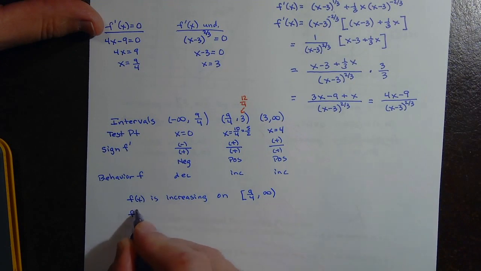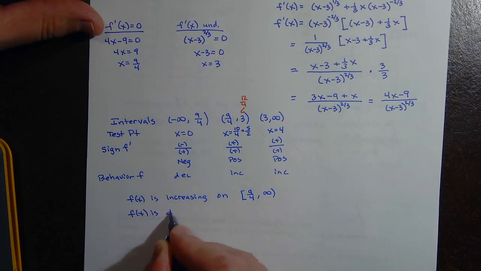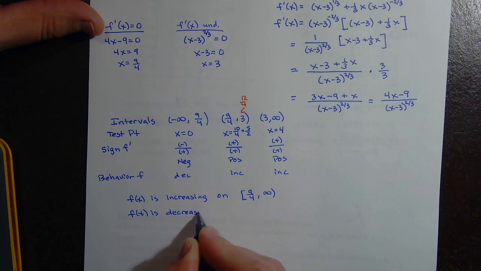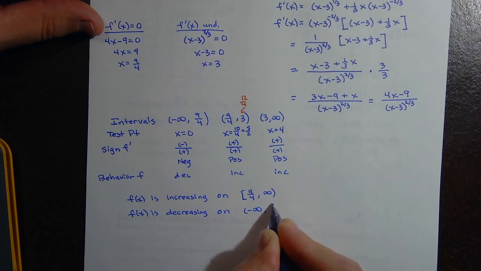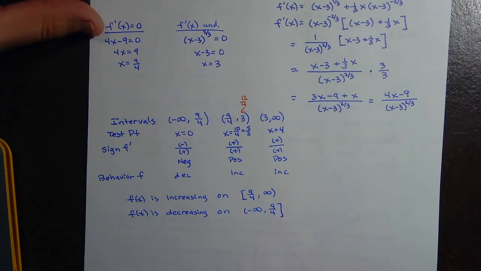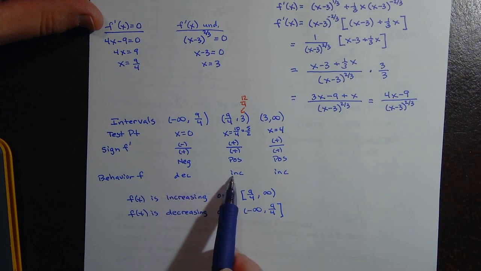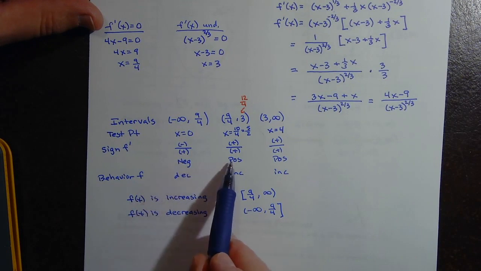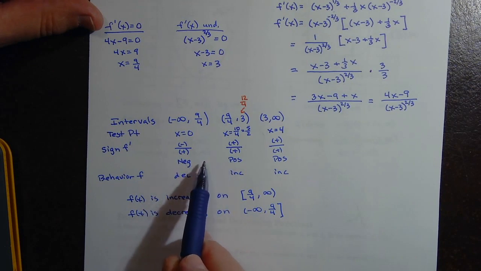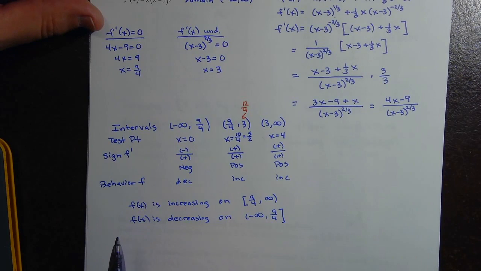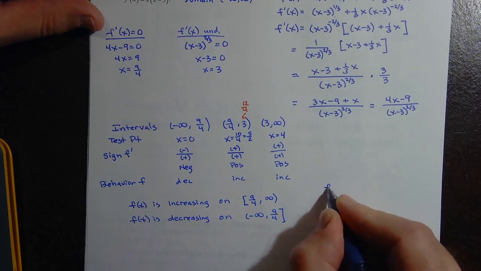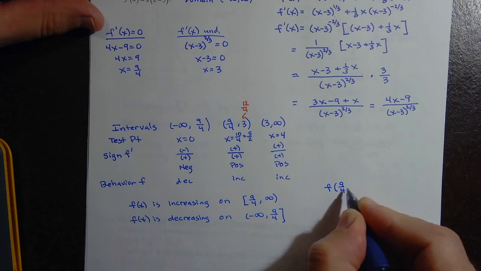And then we would say f of x is decreasing on negative infinity to 9/4 with a bracket. Now, because we're changing from decreasing to increasing, or the derivative is going from negative to positive, remember this is going down and then going up. So right here at 9/4, we have a relative minimum. So what we have to find is f of 9/4.